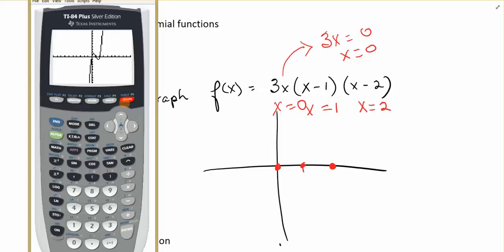I can't really see it very well. Do you know how to get in and look at it a little closer? You could do a zoom 4, would give you a nice view. Zoom 4.